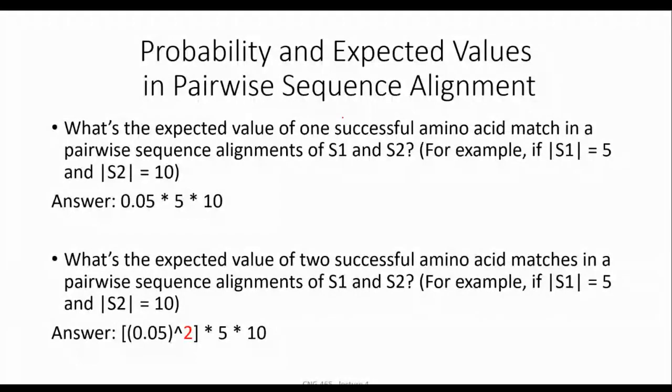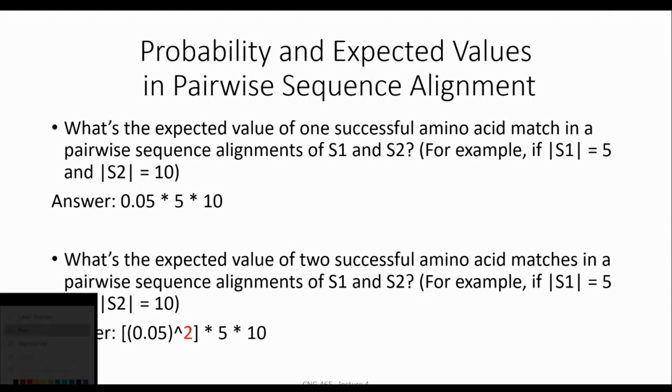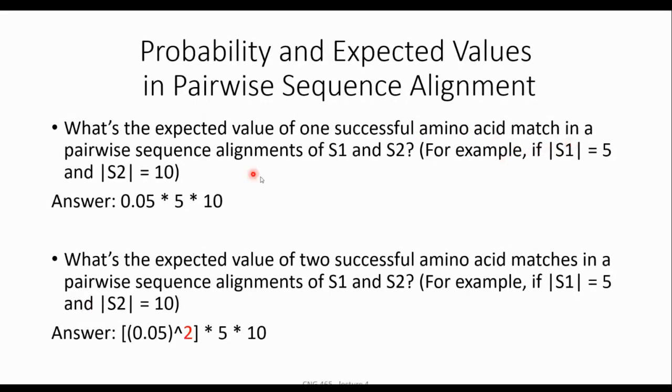So probability of and expected values in pairwise sequence alignment, we continue. And what's the expected value of one successful amino acid match in a pairwise sequence alignment of S1 and S2? Let's say, for example, the size of S1, I show it with this notation. The size of the first sequence is 5, the size of the second one is 10. And the formula is the probability multiplying by the possible cells that I can create in my matrix. So it is 5 multiplied by 10, the size of S1 and S2. What is this probability? This is 1 over 20. We talked about it, for 100% match for pairwise sequence alignment.